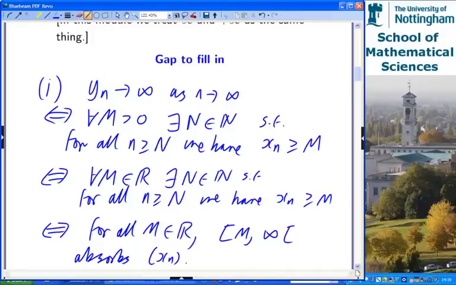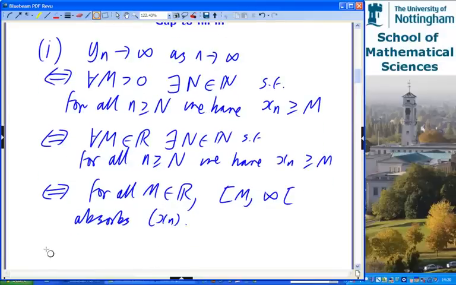Of course, hidden inside the absorption is the there exists a capital N, so that for all n greater than capital N, you're in that interval. So after a while, you're stuck to the right of m, and then after a bit further, you'll be stuck to the right of something bigger, and then eventually you'll be stuck to the right of a billion, and then a bit later you'll be stuck to the right of a trillion, and so on. And that's what forces you to tend to infinity. And 2 is similar.